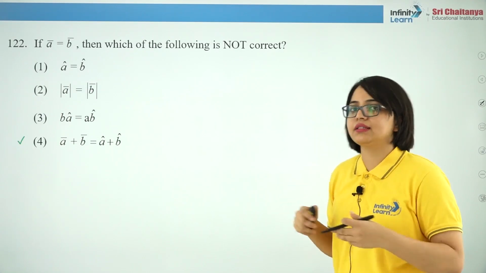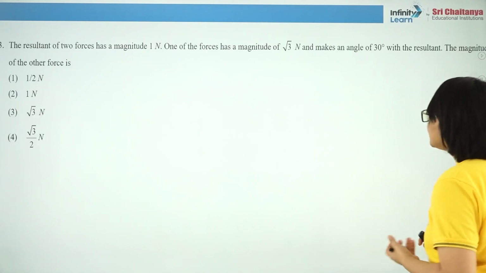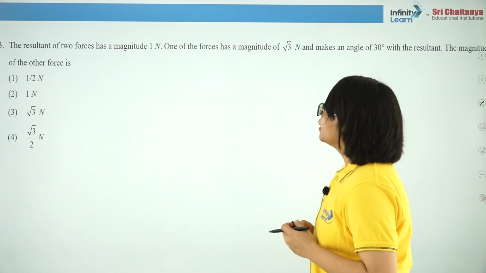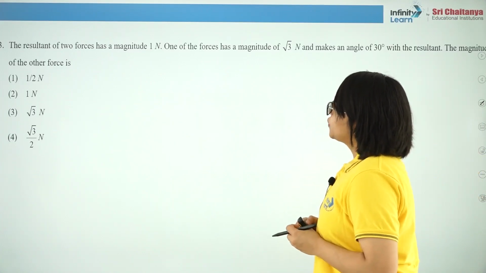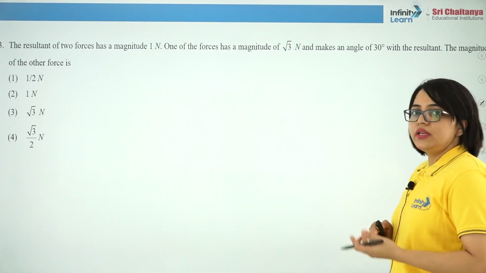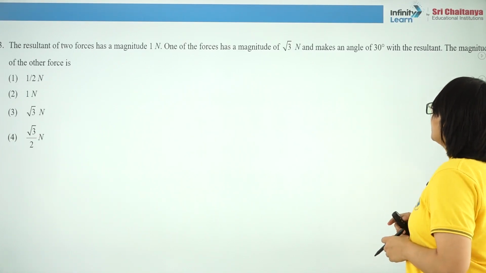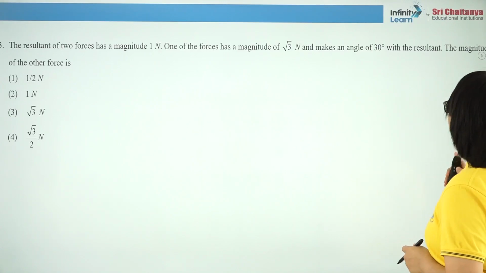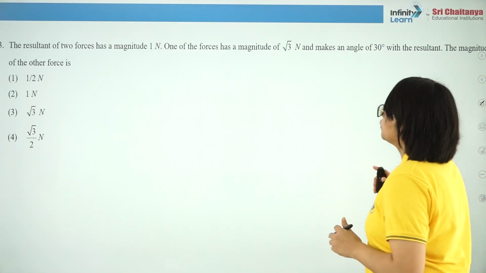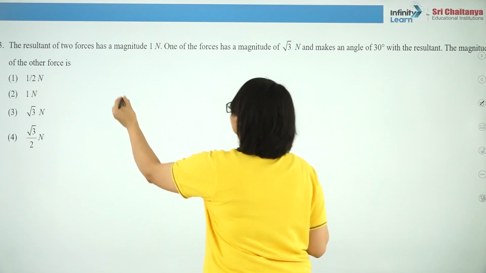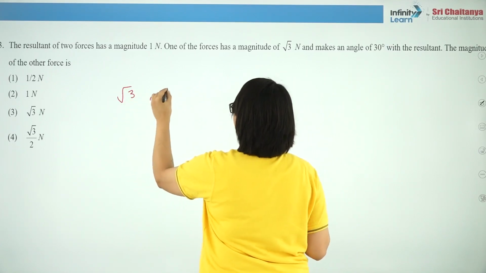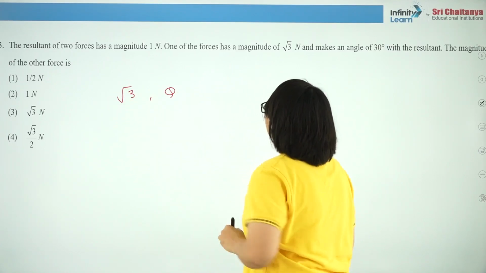That means the incorrect statement. Next is 123. The resultant of two forces has a magnitude 1 Newton. One of the forces has a magnitude of root 3 Newton and makes an angle of 30 degree with the resultant. The magnitude of the other force? So, we have two forces, let us say under root 3 and the other one is Q.